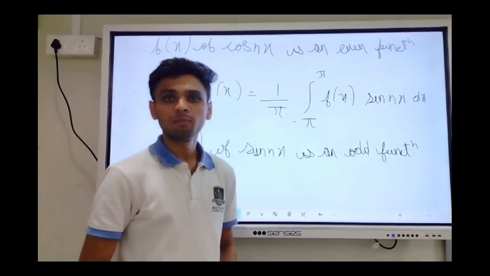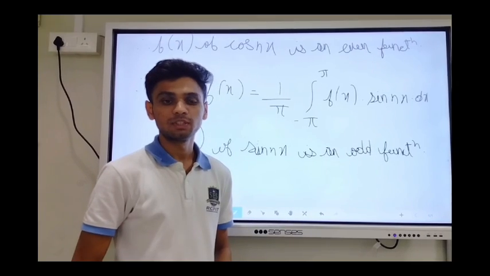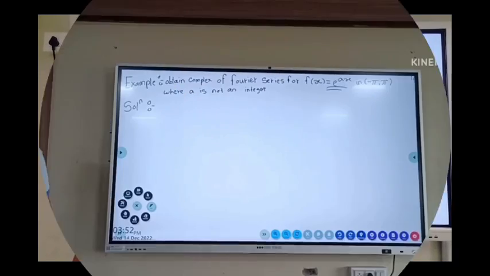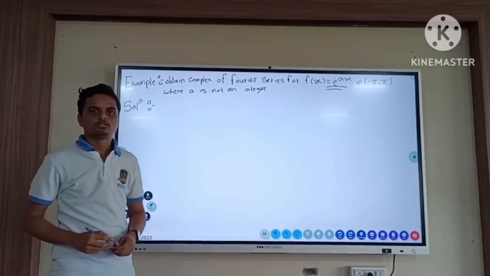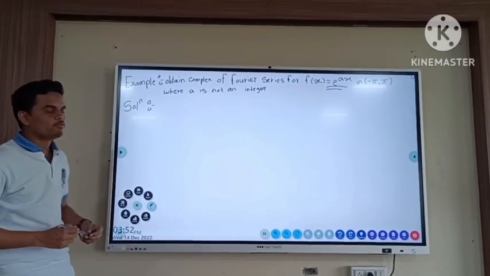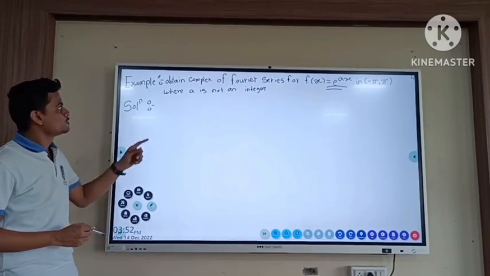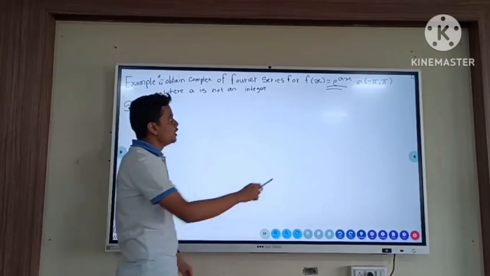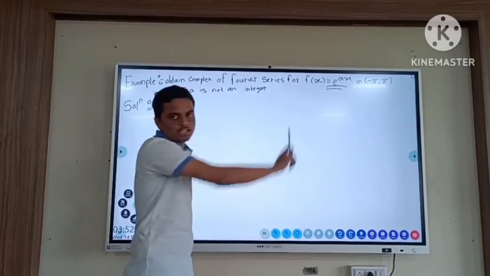So that was all about my presentation for the complex form of Fourier series and also for the even function. My name is Vaibhav Kasa, roll number 65. I will take an example on the complex form of Fourier series. The example is: obtain the complex form of Fourier series for f of x is equal to e raised to ax in the limit minus pi to pi.